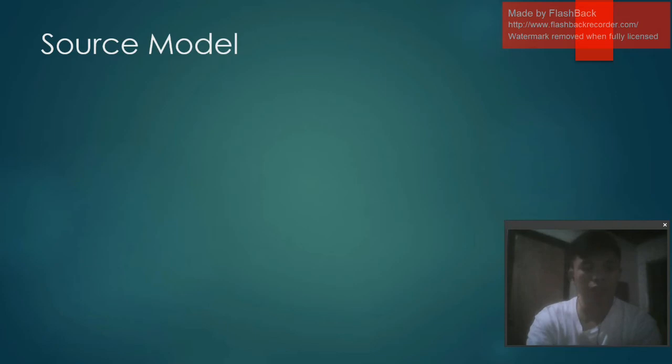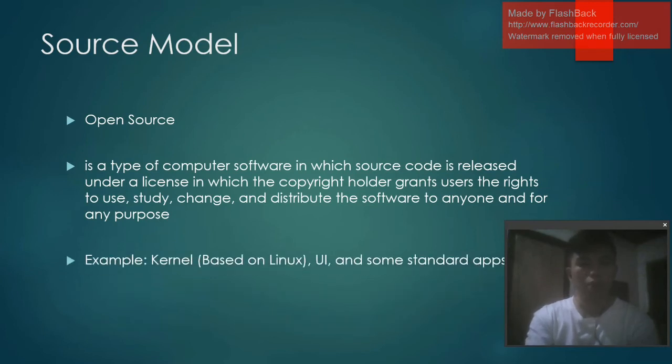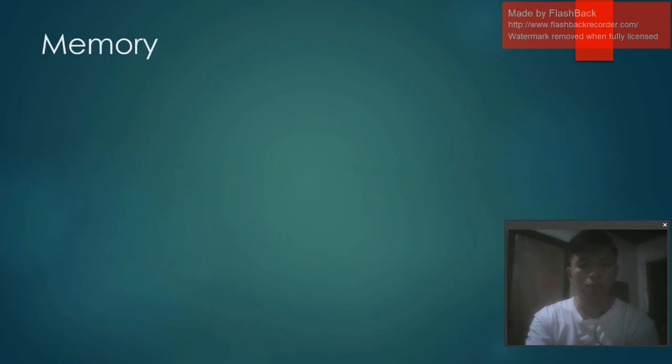The next is the source model. The source model of Android is open source. It is a type of computer software in which source code is released under a license, in which the copyright holder grants the user the rights to use, study, change, and distribute the software to anyone and for any purpose. Examples of open source are the kernel that is based on Linux, the UI, Jelly Bean, and etc.